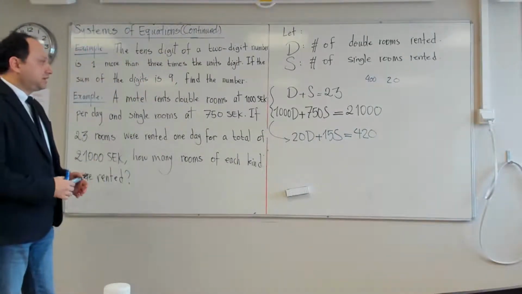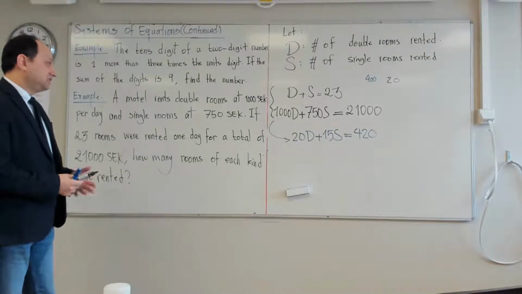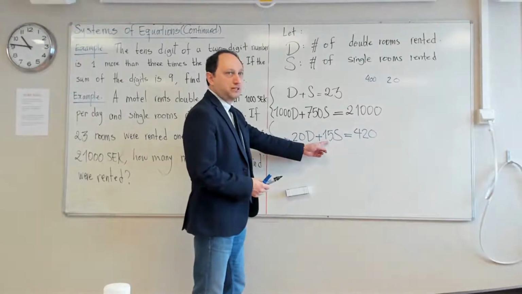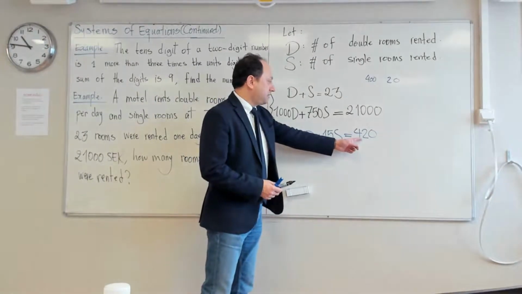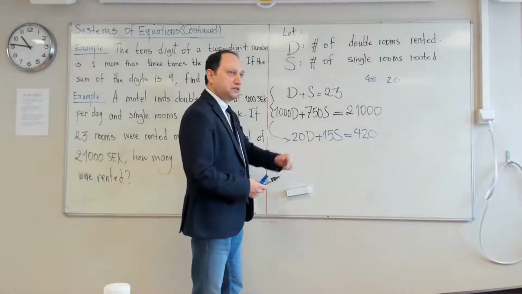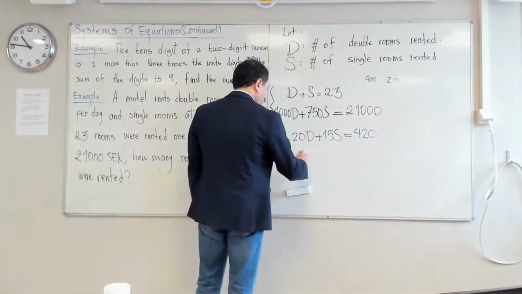But still, can I simplify more? Yes. This number is only divisible by 5 and 3. But this one is divisible by 5. So let us divide by 5. Exactly. So this becomes 4d.